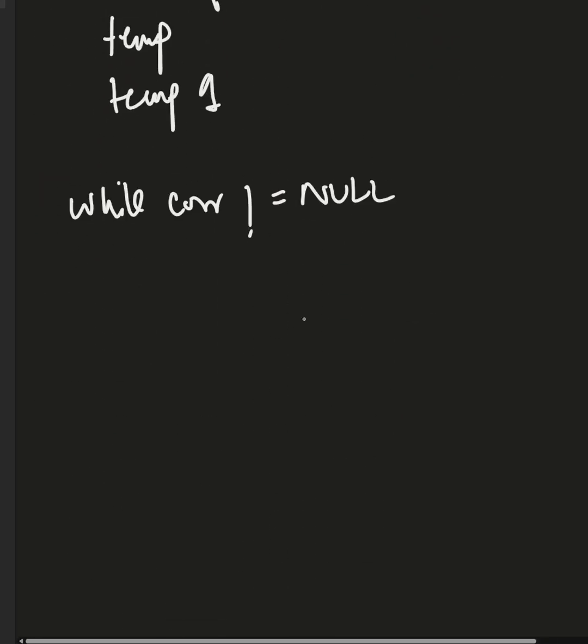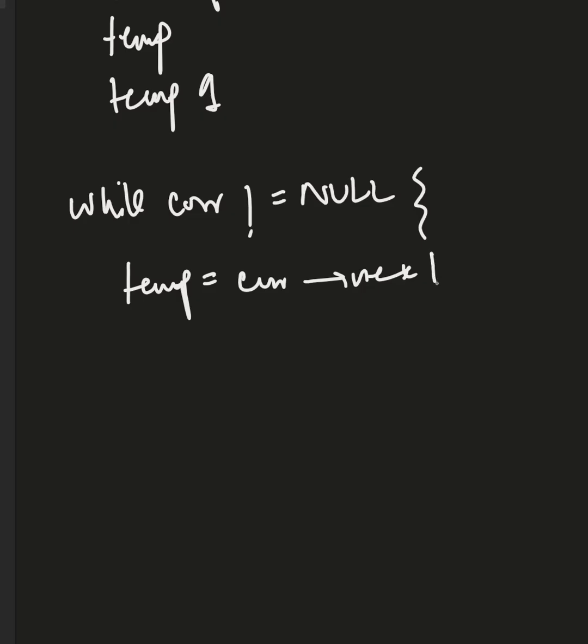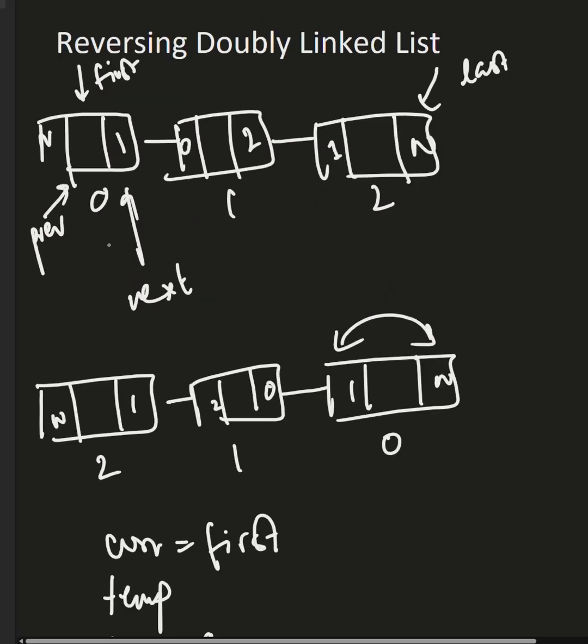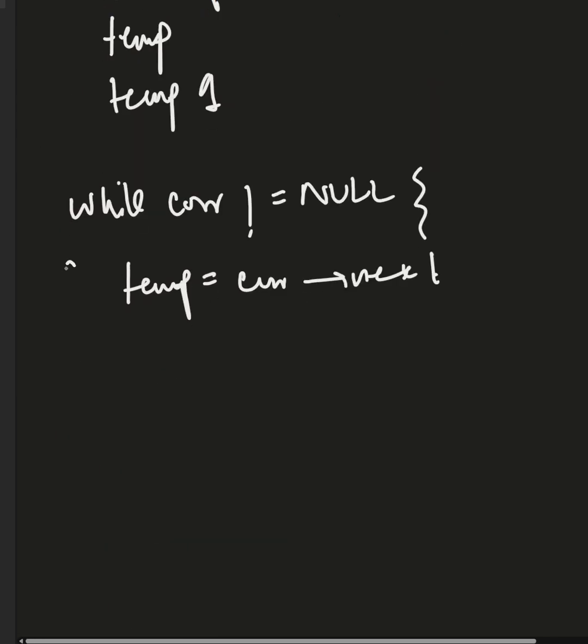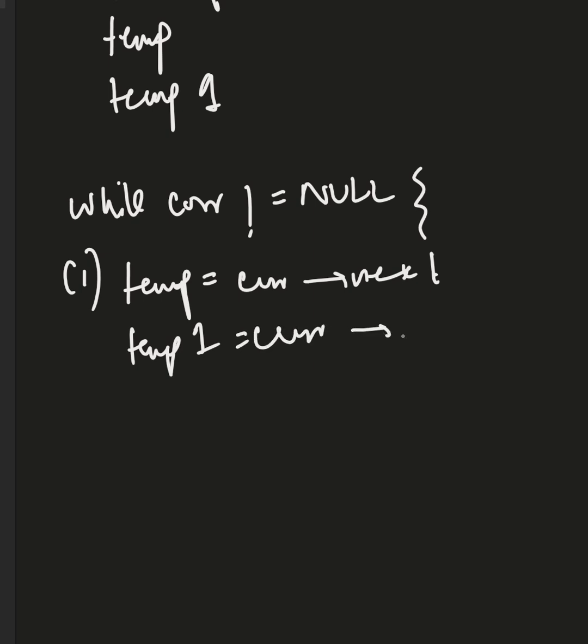So while current is not equal to null, I will assign the value of current next to temp. So right now my current is 0, my current next is 1, and current previous is null. So temp is assigned the value of 1. Then I will do temp1 is equal to current previous. So my current previous right now is null.